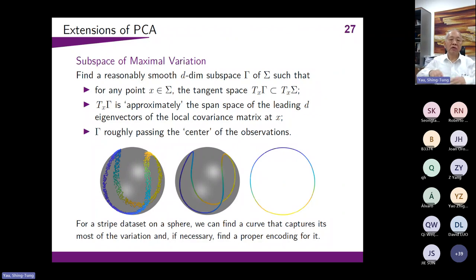So we try to find this subspace of maximum variation. We find a reasonably smooth D-dimensional subspace gamma of sigma, such that for any point on sigma, the tangent space to gamma is a subset of the tangent space of sigma. The tangent space to gamma is approximately the span of the leading D eigenvectors of the local covariance matrix at X. So gamma roughly passes through the center of the observations. For a strip data set on a sphere, we can find a curve that captures most of its variation, and if necessary, find a proper encoding for it.